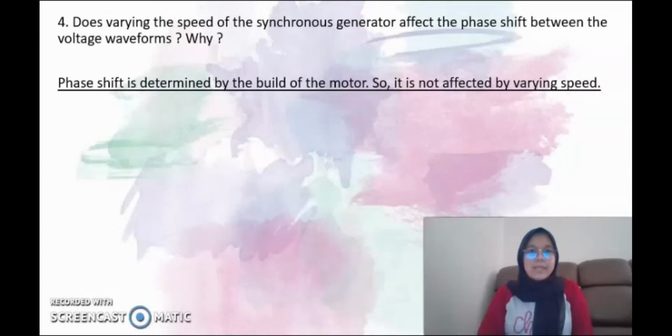Number 4. Does varying the speed of the synchronous generator affect the phase shift between the voltage waveforms, and why? Phase shift is determined by the build of the motor, so it is not affected by varying speed.